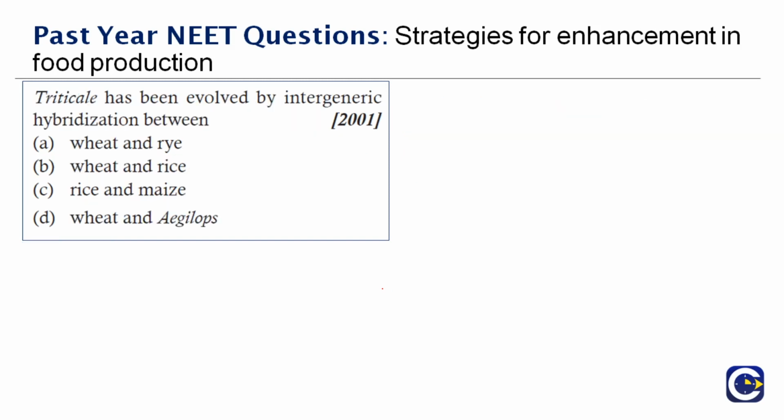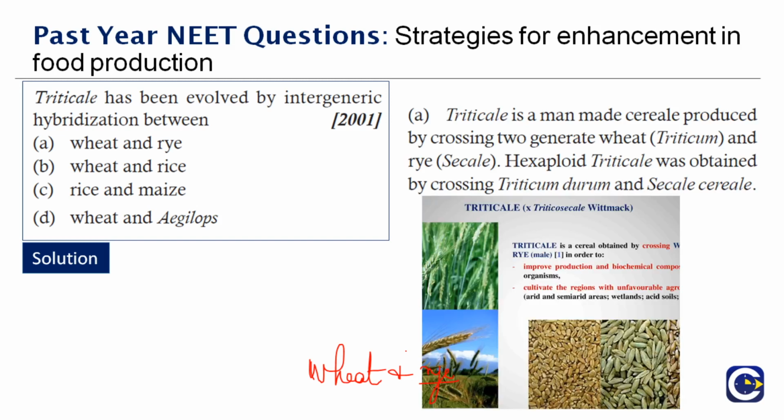Next question here. Triticale has been evolved by intergeneric hybridization between dash. This question we also discussed earlier in part 3. If you remember, it is none other than wheat and rye. And this rye is in close association with barley and wheat. That is why it was easy for them to evolve this intergeneric hybridization. Otherwise it would not have been that successful. The right answer to this question is option A.